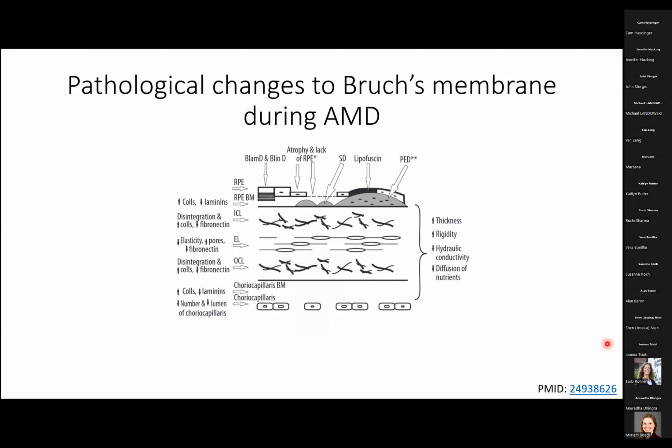Bruch's membrane also extensively changes during age-related macular degeneration, and this has been fairly well characterized. So this is just an image showing some of the things that we know occurs during AMD within Bruch's membrane. There's a change overall in the composition of the membrane. There's an increase in profibrotic proteins such as collagen and a decrease in other proteins such as laminin. Again, there's an accumulation of lipids and proteins around and within the membrane, as well as an increase in thickness and the rigidity or the stiffness of the extracellular matrix.